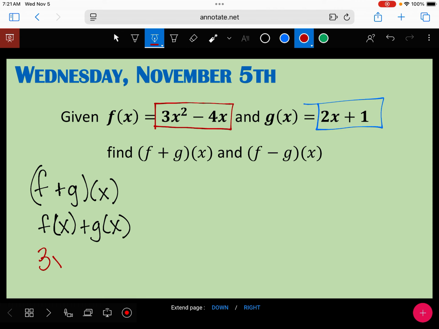And remember, when you add, all you do is combine your like terms. So you have 3x squared minus 4x plus 2x plus 1. All right, go ahead and combine your like terms and see what you get.